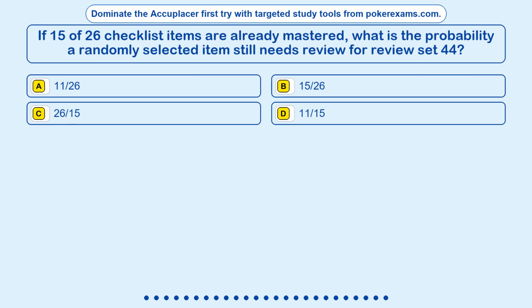Question 10. If 15 of 26 checklist items are already mastered, what is the probability a randomly selected item still needs review for review set 44? Option A, 11/26. Option B, 15/26. Option C, 26/15. Option D, 11/15.